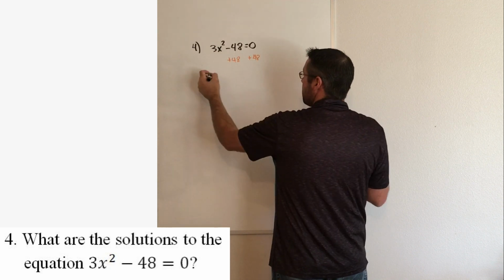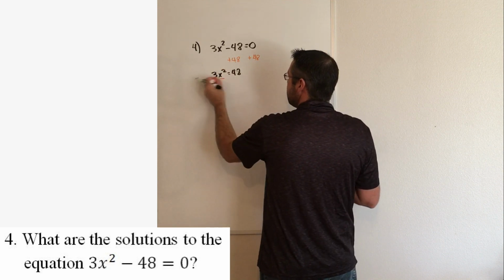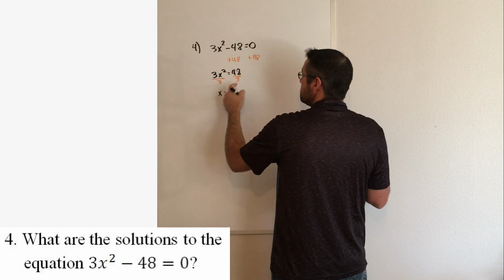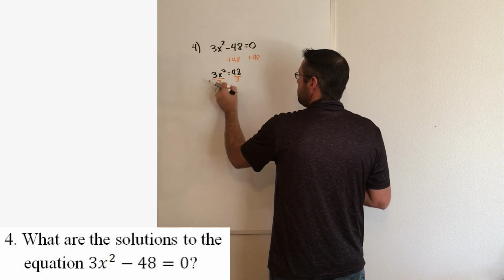So we end up with 3x squared equals 48. And then we'll divide by 3. So our goal is to get x squared by itself first. So x squared is going to equal 16. And then we're going to square root both sides.